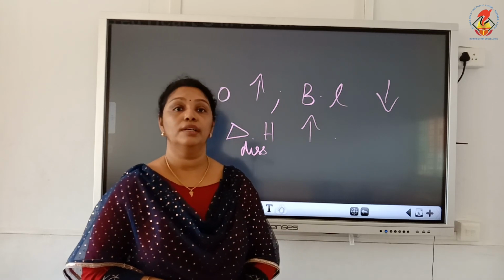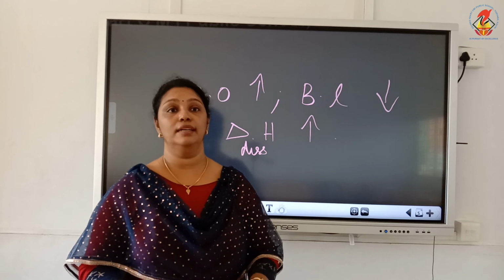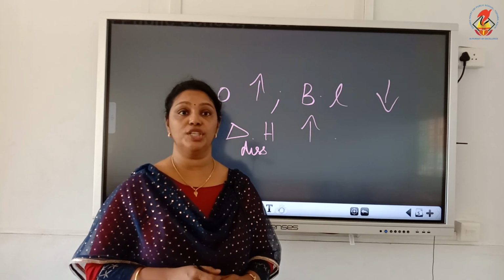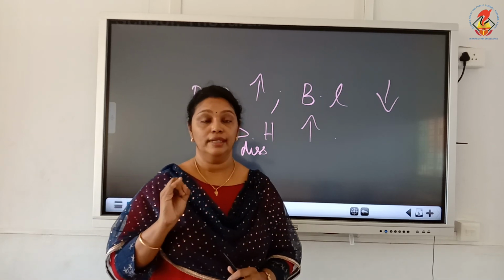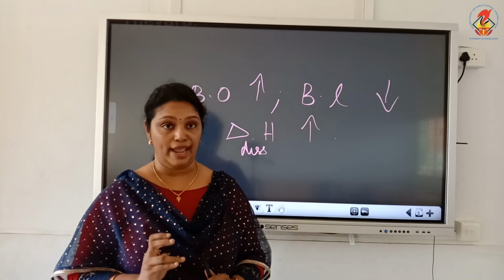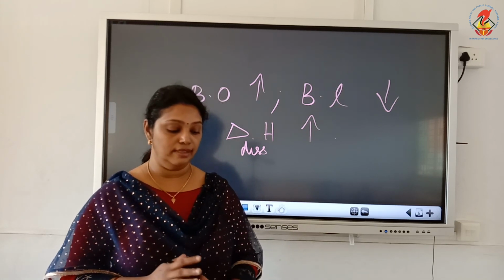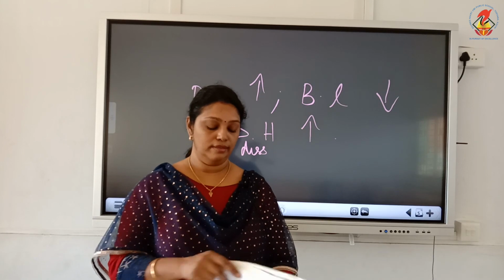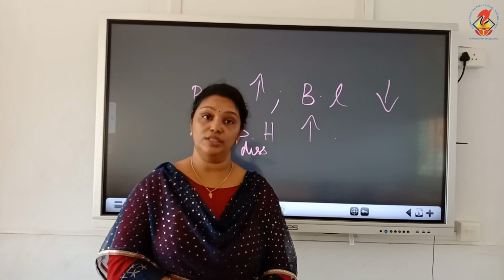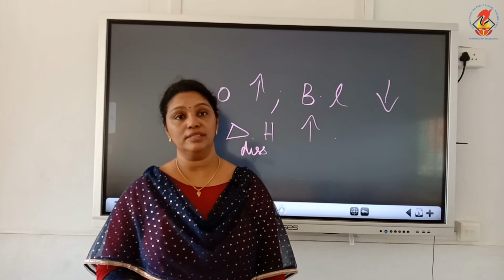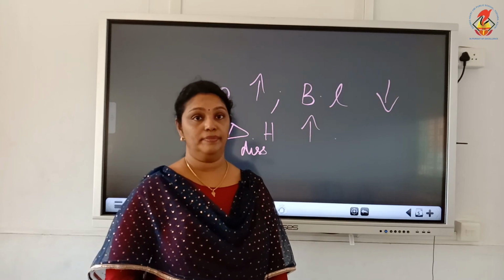So with this we complete the different bond parameters. Which are the bond parameters? Bond length, second is bond angle, third is bond dissociation enthalpy, and the last one is bond order. Thank you.